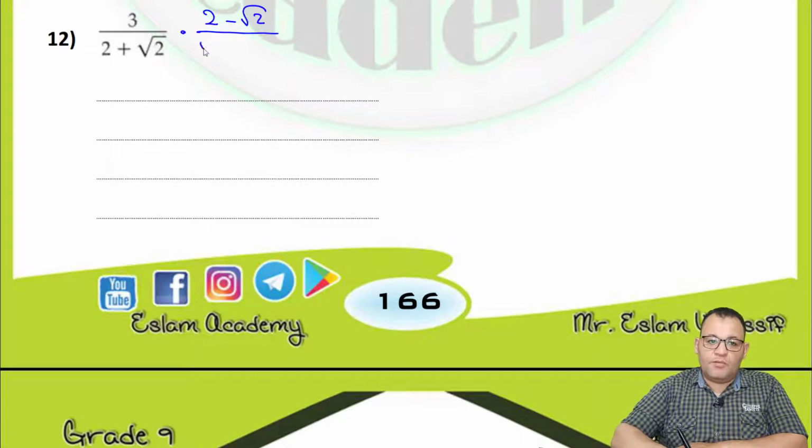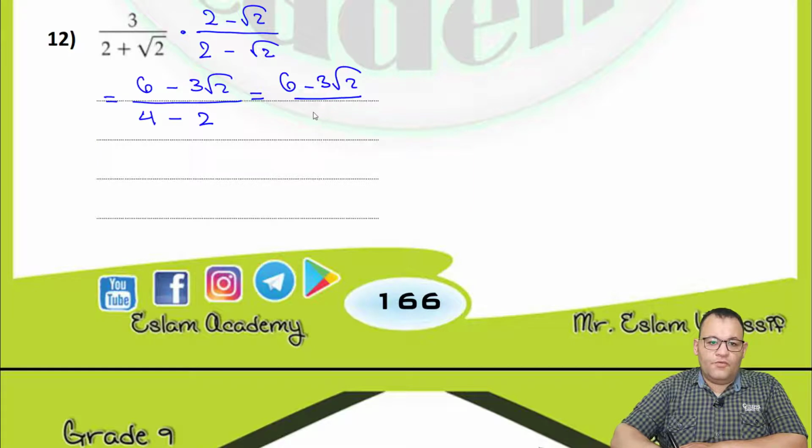You just write the first number without any change, change the sign, write the second number. Now it will be 3 times 2 equals 6 minus 3 times root 2, it will be 3 root 2. The denominator: 2 times 2 equals 4 minus root 2 times root 2 equals 2. So the answer now would be 6 minus 3 root 2 over 2.